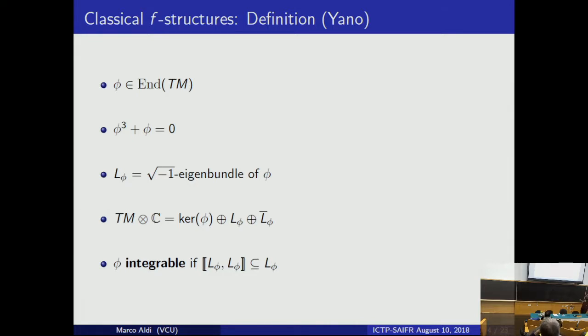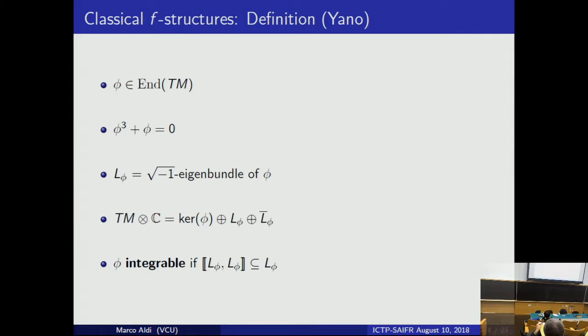And one way to see this is that you can do the same thing as you do for complex structures. You can look at the square root of -1 eigenbundle of this endomorphism. It's clear from this condition that the eigenvalues can only be 1, 0, and -1. Sorry, plus or minus square root of -1 and 0. And so you look at the square root of -1.